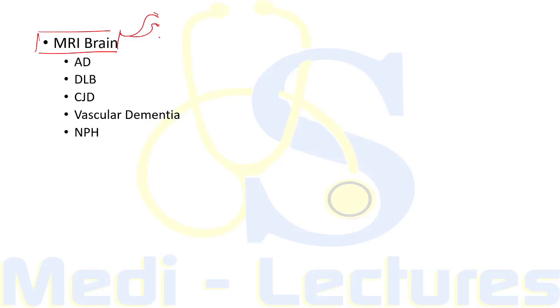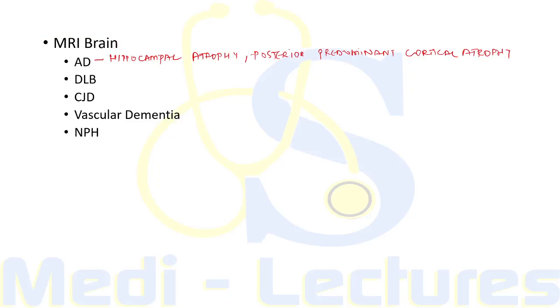It can help us locate areas of infarct or inflammation. It can detect subdural hematoma, normal pressure hydrocephalus, and diffuse white matter disease. So we will now discuss what are the individual findings in the most common causes of dementia in the MRI brain. In Alzheimer's disease, we will see hippocampal atrophy.